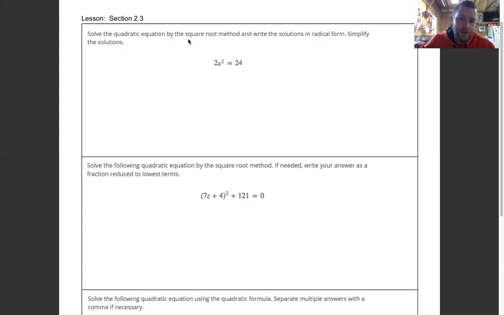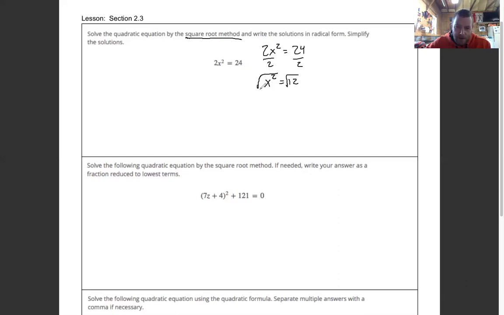What they want you to use is the square root method. And if you're going to use the square root method, everything has to be on the other side besides the square. So if I'm multiplying by 2, I'm going to go ahead and divide by 2 right away. That way I have x squared is equal to 12. And then to get rid of the square, I can just square root it.